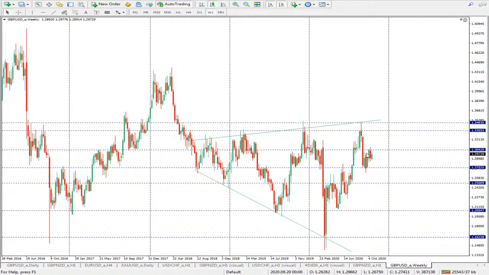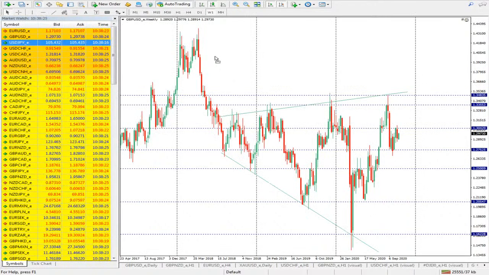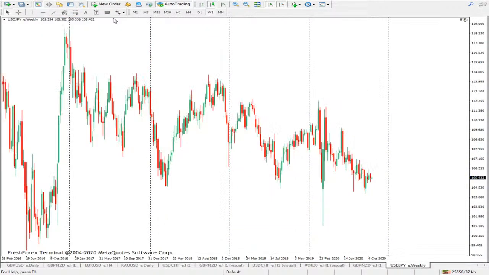But as it is now, we're basically just waiting for a sell from around 1.30420. So the next chart is USD/JPY. This is how my chart looks. I have a level here, a support.